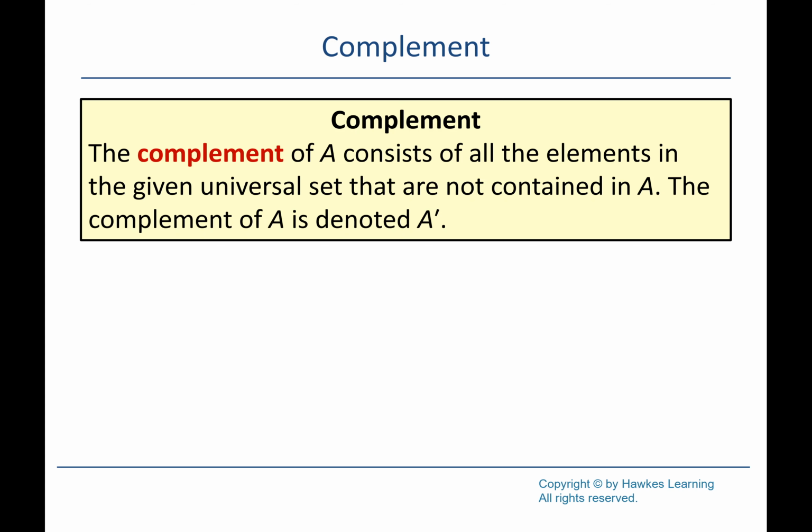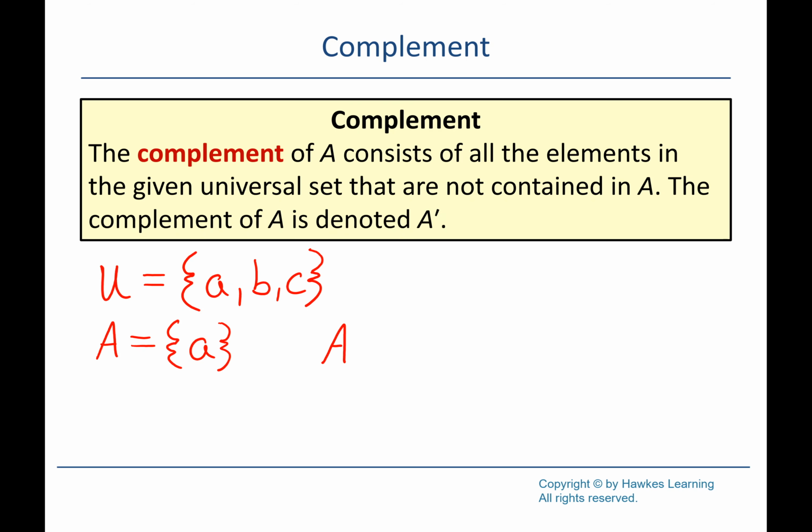Okay, so let's think about one real quick right here. Let's do an easy one. Here's our universe. It's just the letters A, B, C. And if set A is just the letter A, then what would be in the set A complement? BC, everything that's not in A. So this one would be BC.